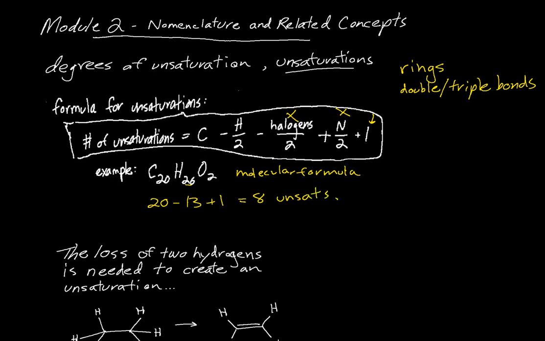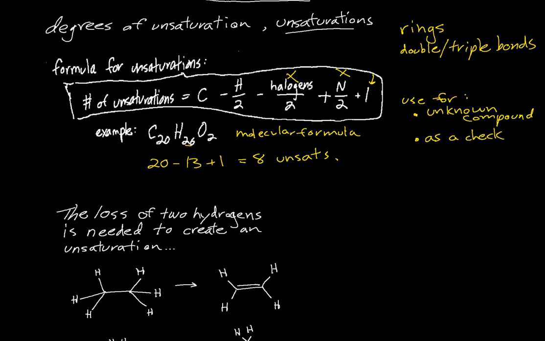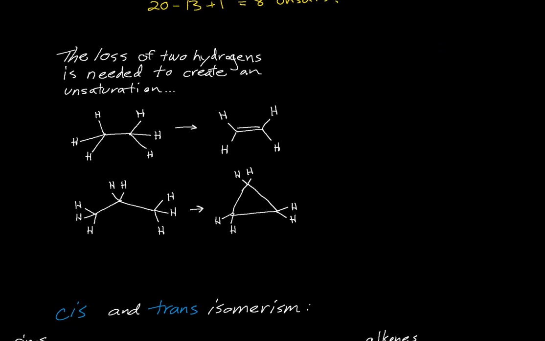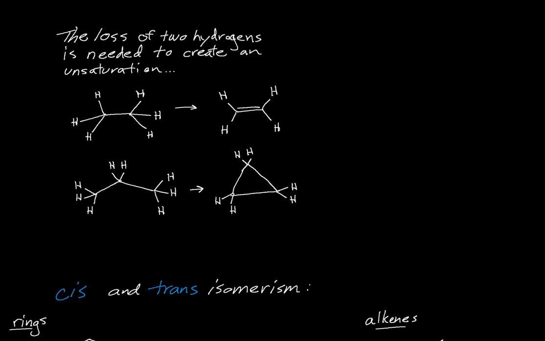That's just an example. Typically, you would only use this formula for an unknown compound for which you have the molecular formula. Usually we get that from a technique called mass spectrometry. You may also use it just as a check to make sure you have the right number of unsaturations. But usually we look at the number of unsaturations just by looking at the structure of the molecule for a known molecule.